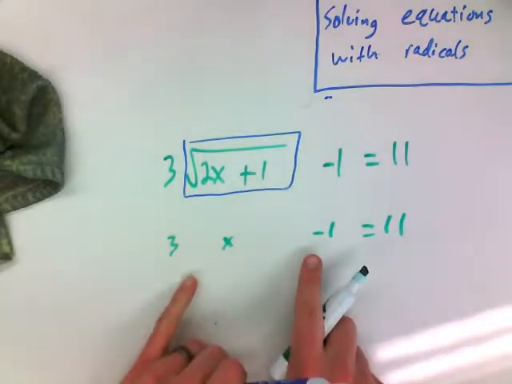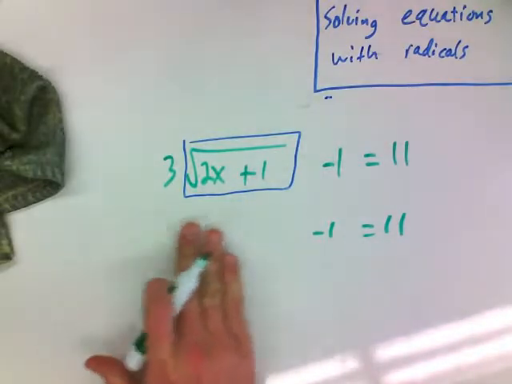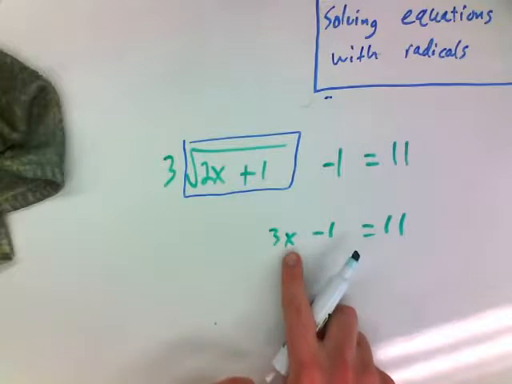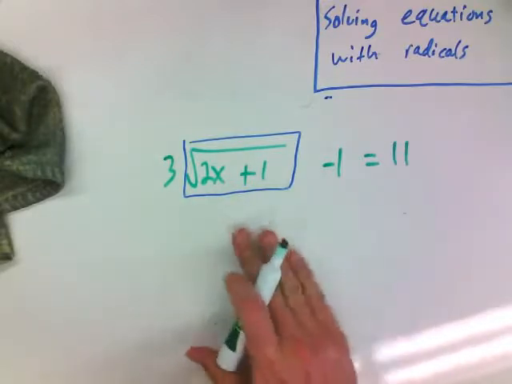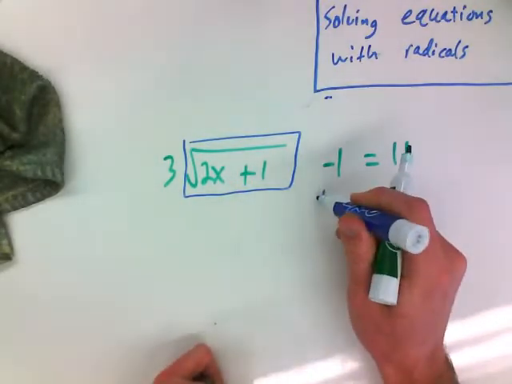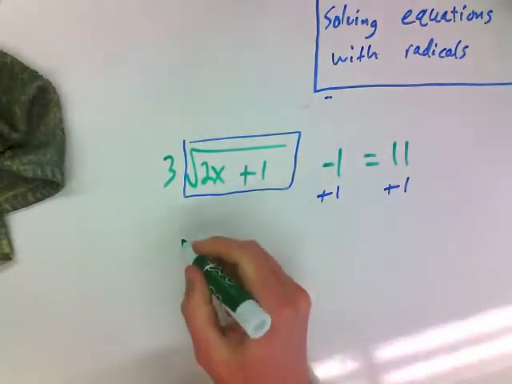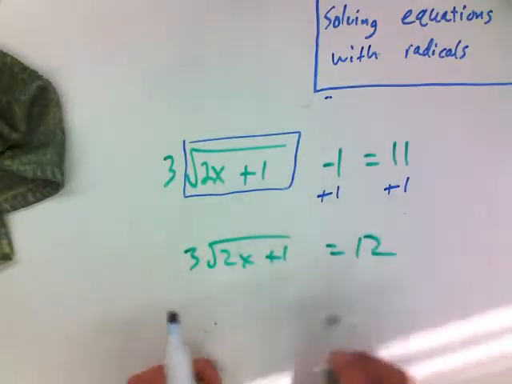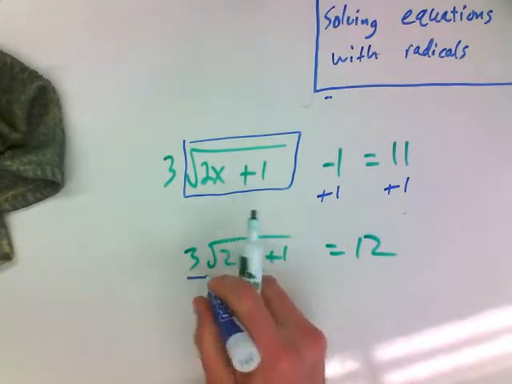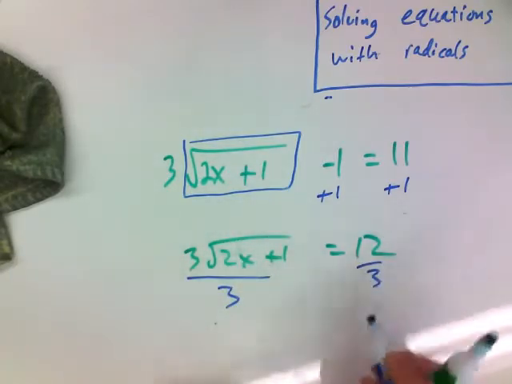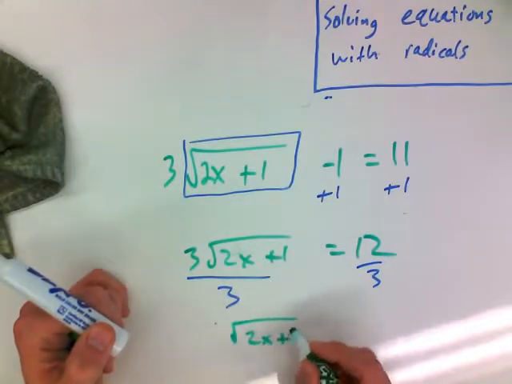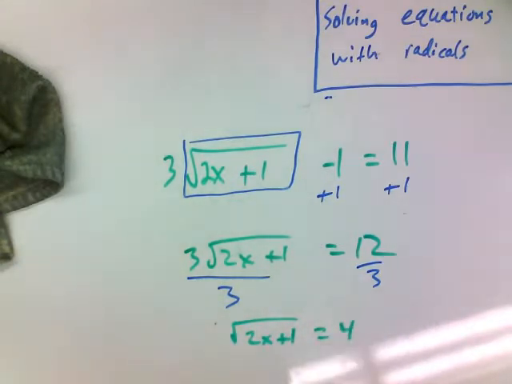This is basically like the situation like 3x minus 1 equals 11. What would I do first in 3x minus 1? I'll write that like normally, right? Like this. I would add 1 to both sides, and then I would divide both sides by 3. Well, guess what? That's exactly what we're going to do here. My first step is I'm going to add 1 to both sides, and I get 3 square root of 2x plus 1 equals 12. Well, now I'm multiplying by 3, so I'm going to divide this side by 3 and divide this side by 3. And so what I have is the square root of 2x plus 1 equals 4.